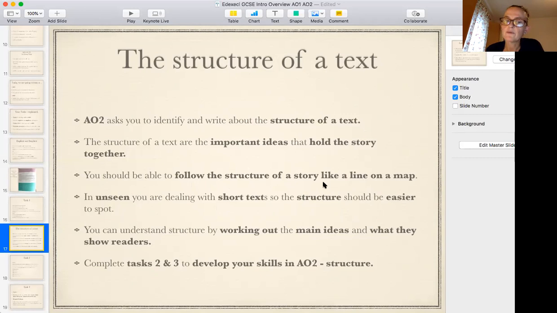So if we then apply that to your 19th century text, a little bit more complicated, well, how do we find the structure of them? Well, one way that you can do that is by working out the main ideas and what they show readers. So we're going to do two tasks that look at that: the main ideas and what they show readers.